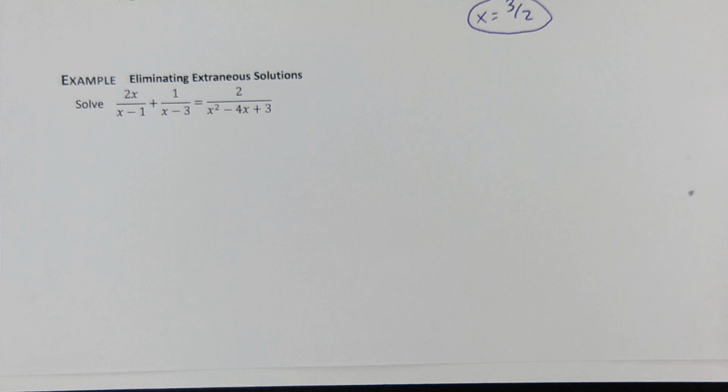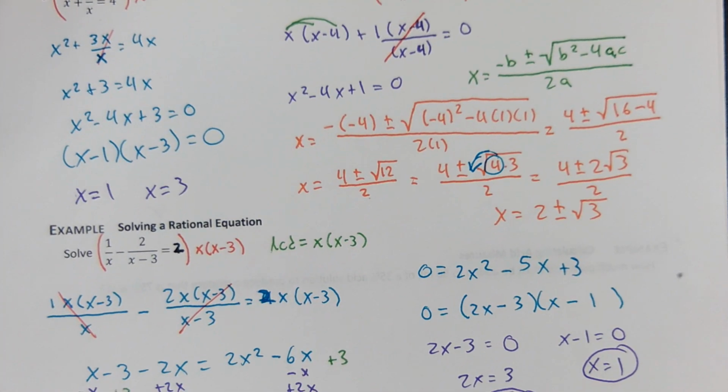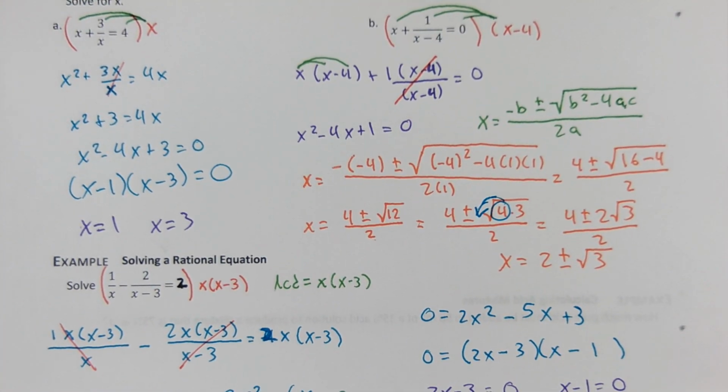Is that the only time? No. Is that a guarantee? No. But I have noticed that they usually occur when there's an x in the top and the bottom of a single fraction. So if you look at our first 3 examples, none of them have x's in the top and bottom of one fraction.